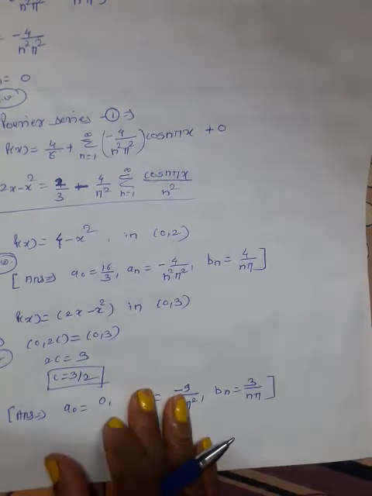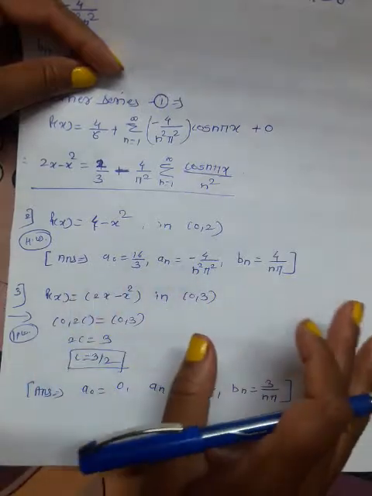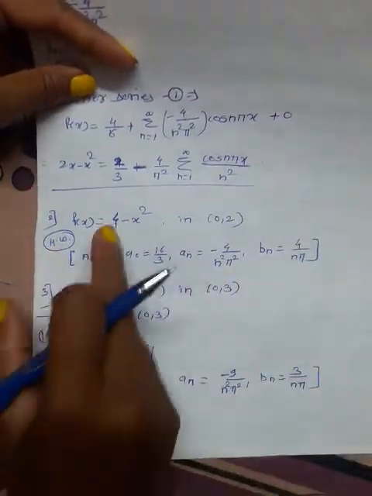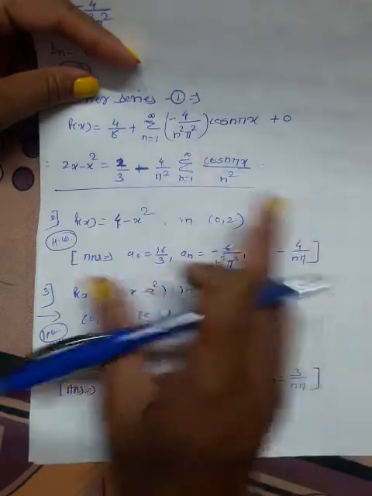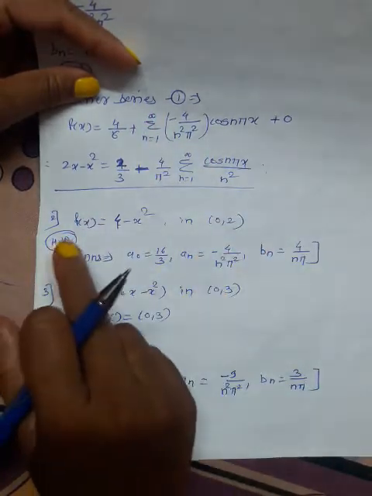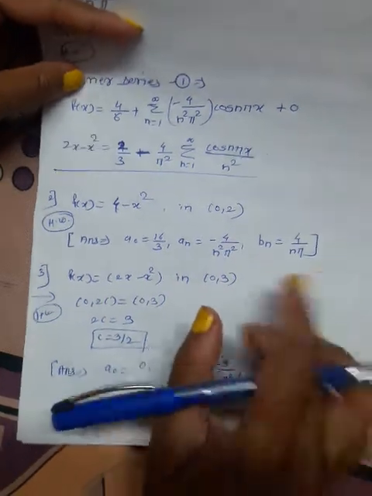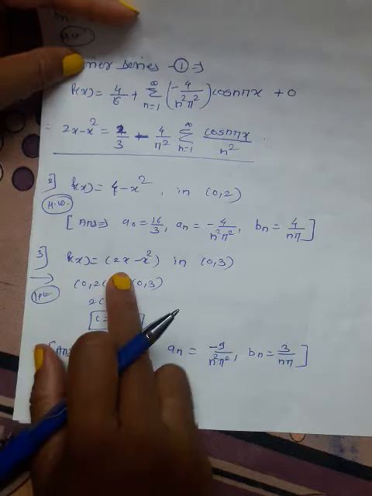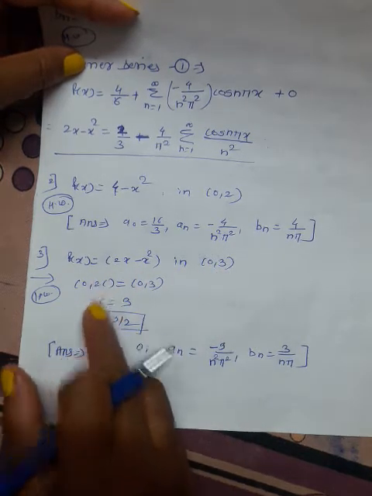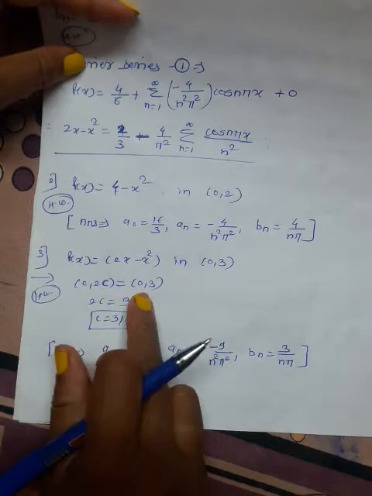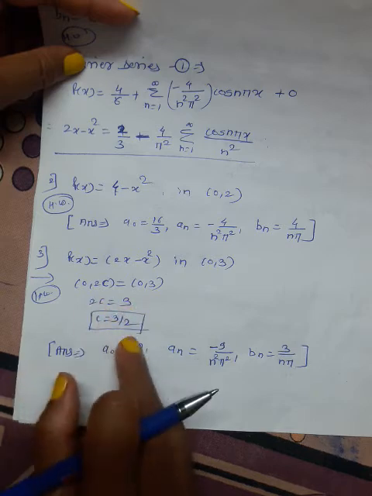This is the homework for you. Once you find out how to calculate the integration, the rest of everything is the same. First, f(x) is equal to 4 minus x square in the interval 0 to 2. The interval is the same, the c value should be the same as earlier, 1. What is the homework? The answer is a0 is this, a_n is this, b_n is this. Second, f(x) is equal to 2x minus x square in the interval 0 to 3. Now the theoretical interval 0 to 2c should be equal to 0 to 3. 2c is equal to 3. Therefore, c is equal to 3 by 2 everywhere.